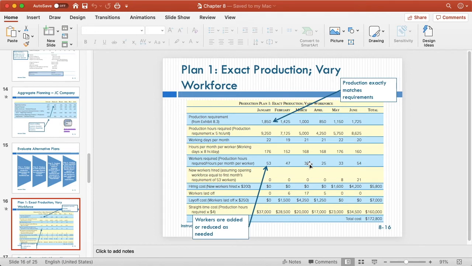Remember, at the end of February, how many workers do you have? Which is 47. But right now, you only need 30. What do you need to do? You need to further lay off some of the employees. So the hiring cost is still 0, but you need to lay off another 17 workers. And the corresponding layoff cost is 4,250. The straight time cost is based on this production hours. And you see, if you just look at this row, it's going down from 53 to 47, and then further down to 30.